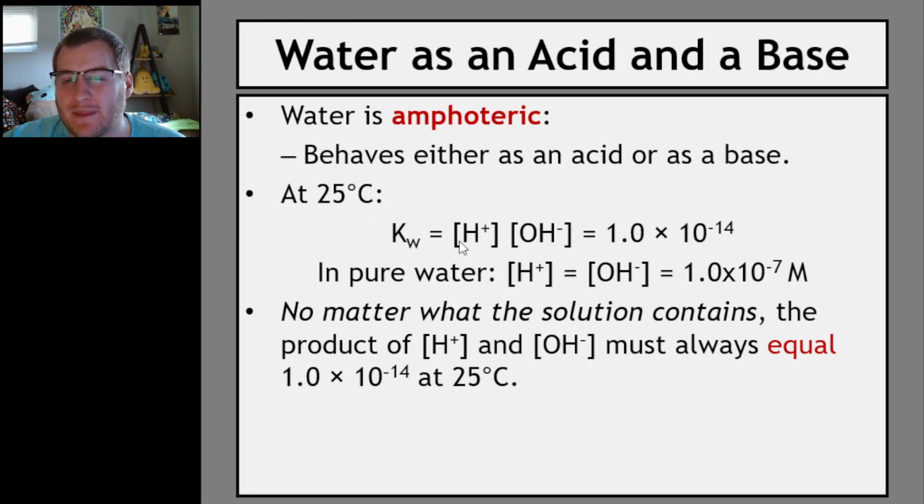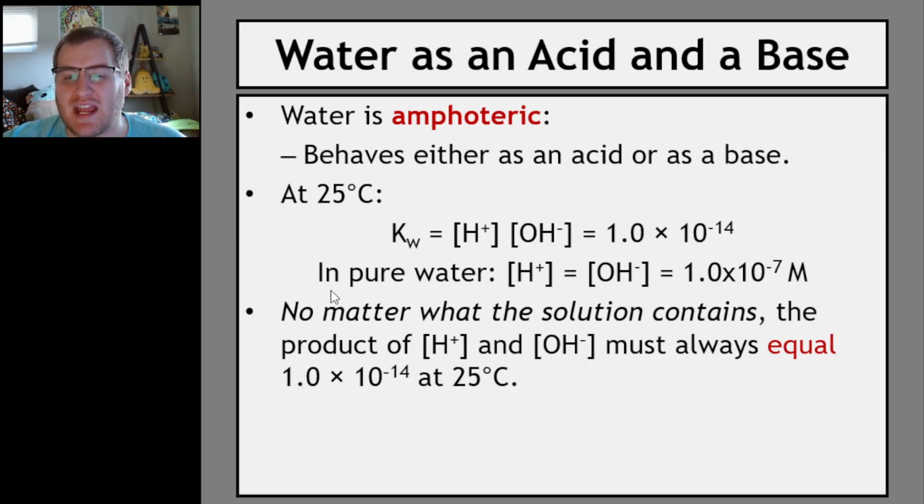It is always equal to this value, 1 times 10 to the minus 14th, at 25 degrees Celsius at least. What that means is in pure water, Kw is made from multiplying the H plus and the OH minus concentrations from water. It always equals 1 times 10 to the minus 14th. And in pure water, both of these would be equal to 1 times 10 to the minus 7th. So it has some H plus and some OH minus, which is why it's amphoteric. It can act as an acid or a base. It has some H plus to react with bases and some OH minus to react with acids. It has both. And as we're going to learn, all things do, but in a different kind of way.